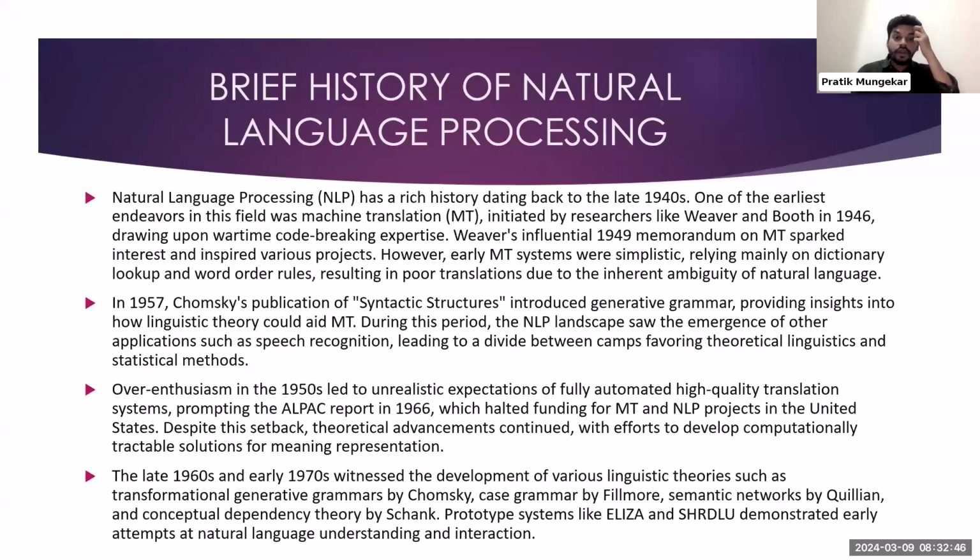In 1957, Chomsky's publication of Syntactic Structures introduced generative grammar, providing insights into how linguistic theory could aid MT. During this period, the NLP landscape saw the emergence of other applications such as speaker recognition, leading to a divide between camps favoring theoretical linguistic and statistical methods. Over-enthusiasm in the 1950s led to unrealistic expectations of fully automated high quality translation systems, prompting the ALPAC report in 1966, which halted funding for MT and NLP projects in the United States.